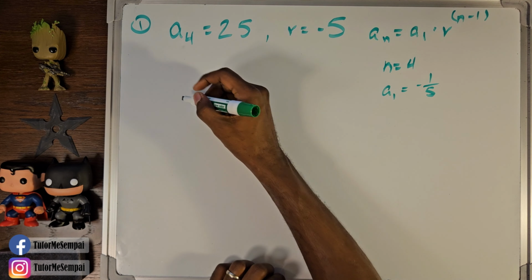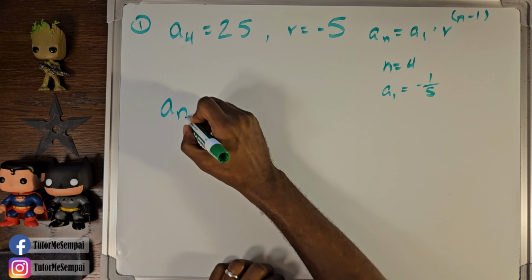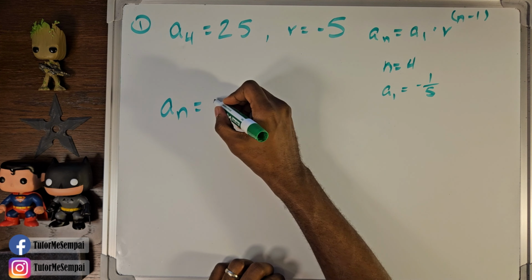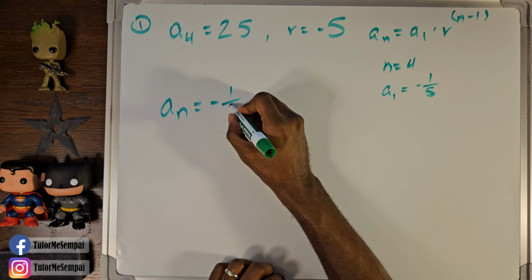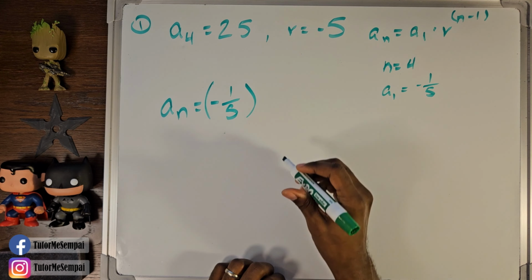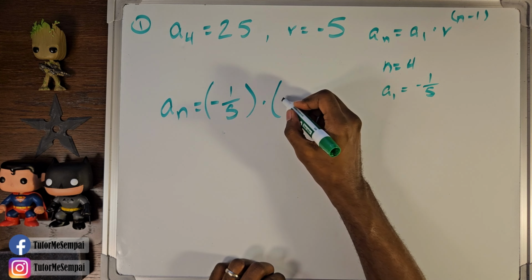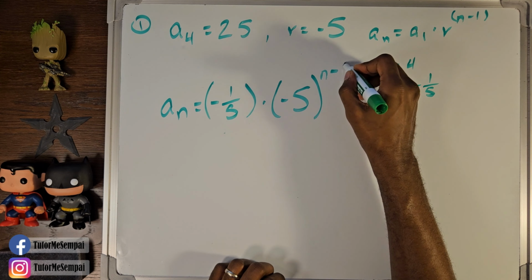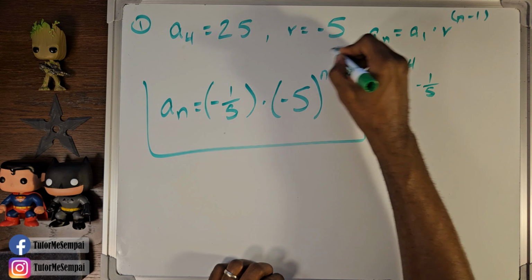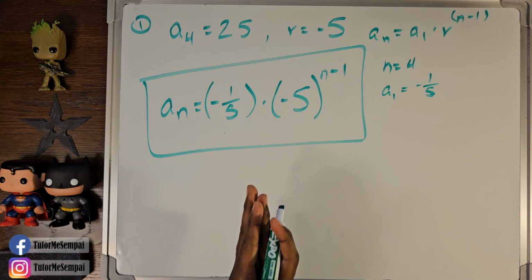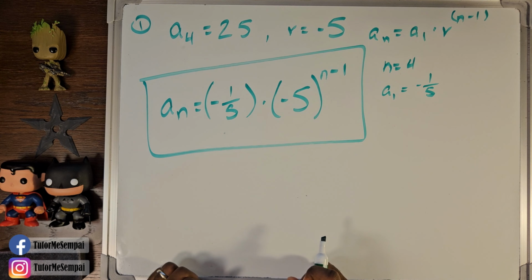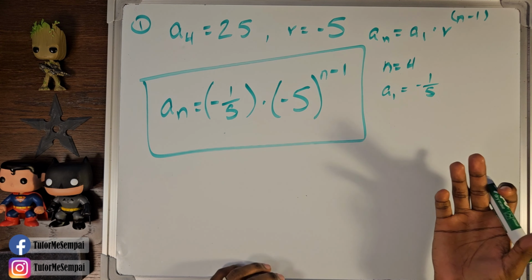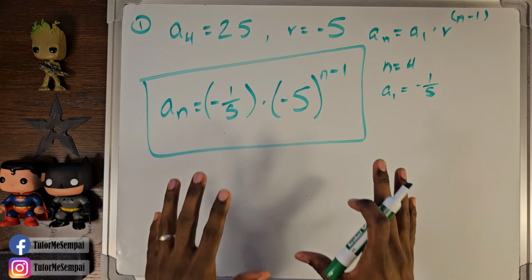So putting it all together, we're going to have a sub n equals a sub 1, which is going to be -1/5. So let's put that in parentheses, times a -5, our r, to the n minus 1st power. This is going to be your explicit formula for this geometric sequence. But let's jump into our next question just to get a little bit more practice doing this method.